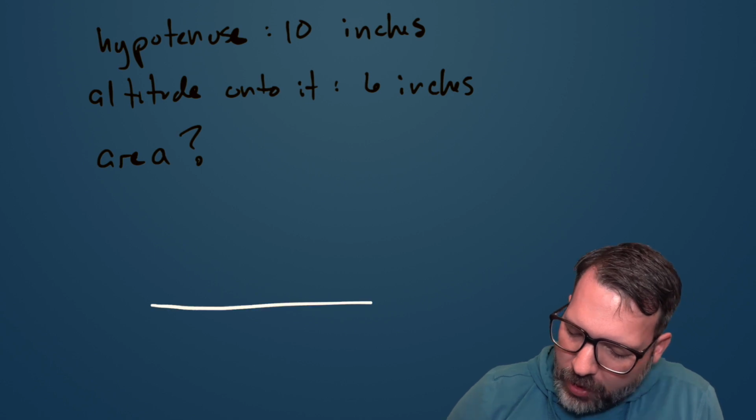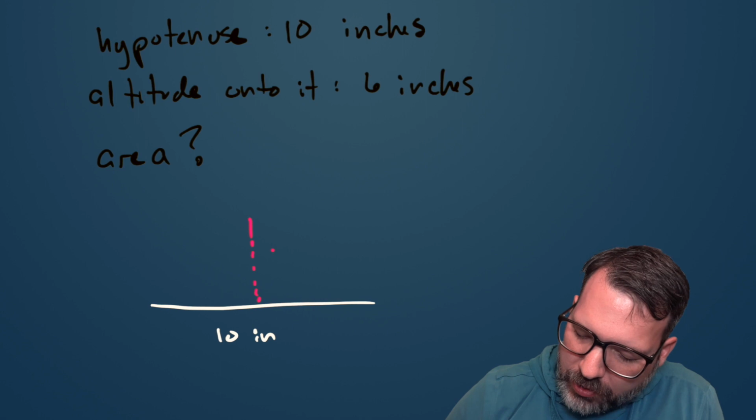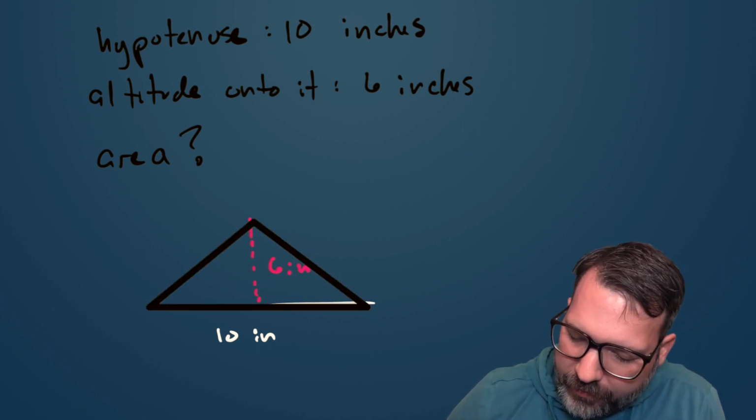The problem goes like this. Imagine a right triangle with a hypotenuse of 10 inches, and then we're going to drop an altitude of 6 inches onto that hypotenuse. What is the area of that right triangle?